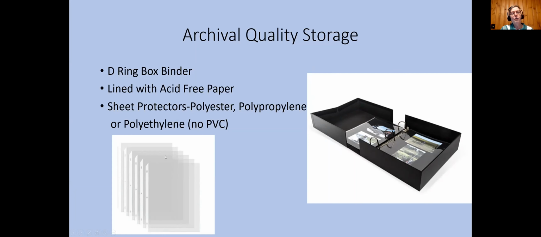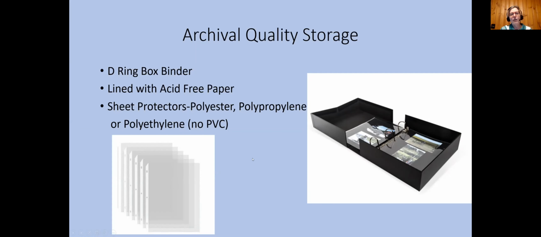The sheet protectors you should use are made of either polyester, polypropylene, or polyethylene. The difference in the three is the clarity of the protector, how well you can see through it. You should not use a sheet protector that is made with PVC, polyvinyl chloride, because the ink from the document may actually stick to the sheet protector.